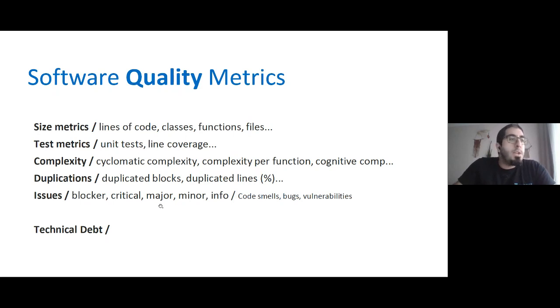And the issues. When a piece of code doesn't comply with a coding rule, an issue is created. Issues are categorized by severities, such as blocker, critical, major, minor, or info. And issues have 3 types in SonarQube, but we will talk about them later.